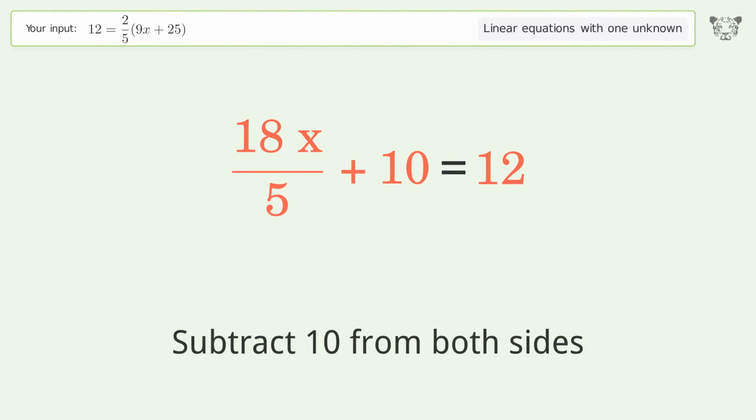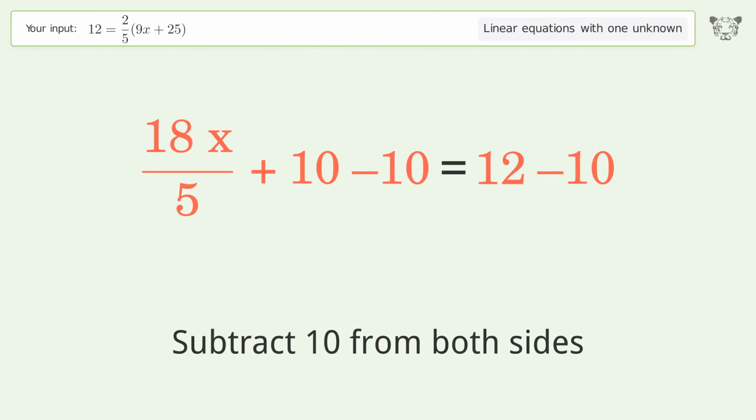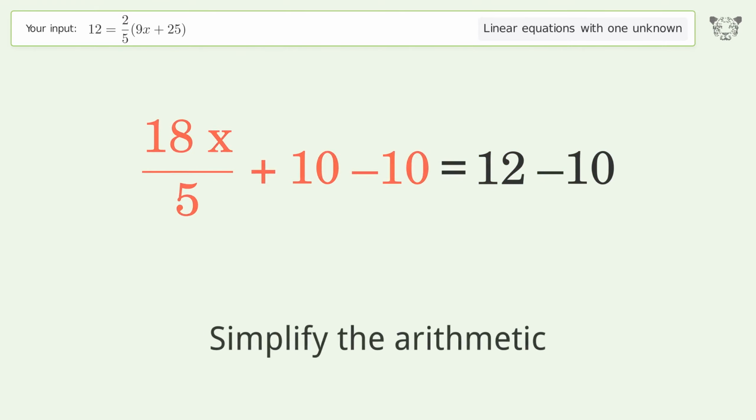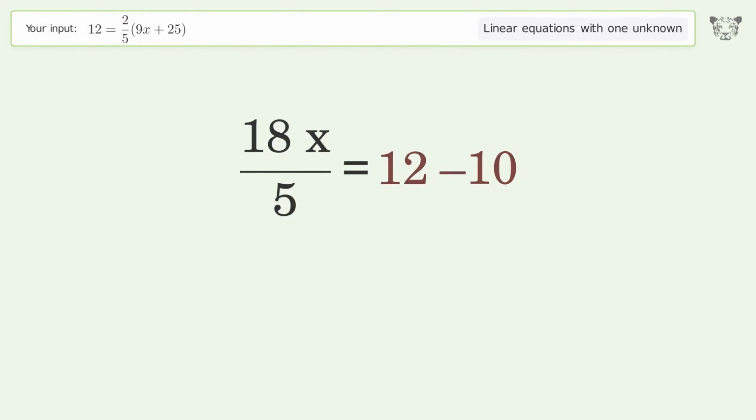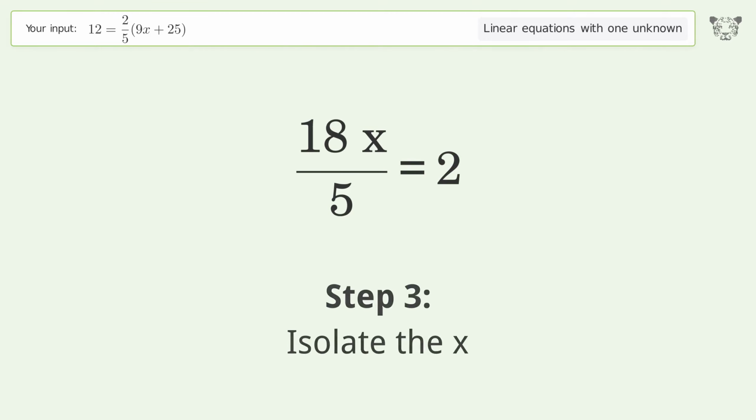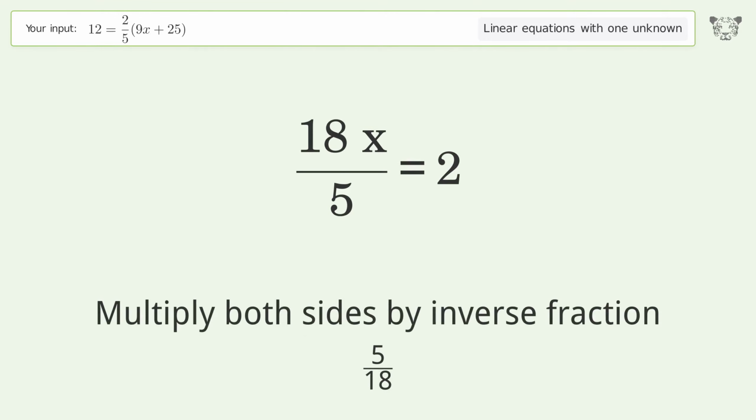Subtract 10 from both sides. Simplify the arithmetic. Isolate the x. Multiply both sides by the inverse fraction 5/18.